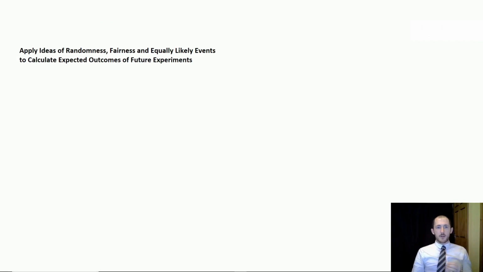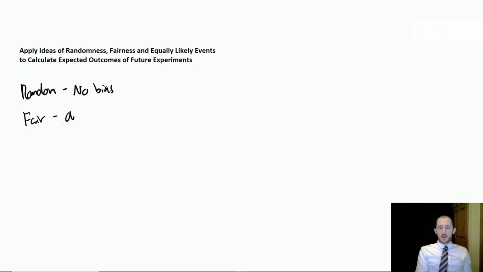Now we need to go through a few definitions. We need to apply some ideas: randomness, fairness, and equally likely. So let's define what those mean. The idea of random means that there's no bias, there's no conscious choice. Fair means all outcomes are equally likely.